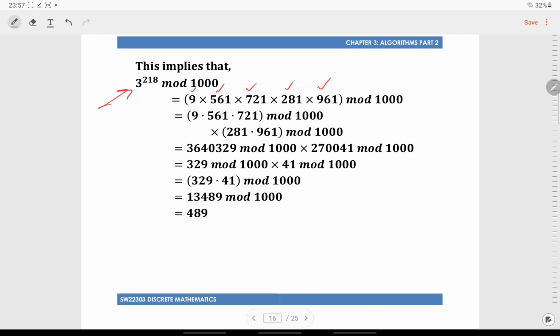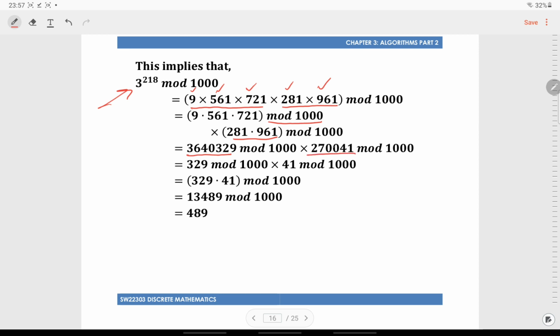We do the multiplication operations on these smaller numbers. So you have an option. If you cannot compute these 5 numbers directly, you can do it in two steps. First, we separate these 3 numbers, multiply them, and then reduce mod 1000. The outcome is a smaller number, and then we multiply the remaining number 281 with this one, and we obtain another smaller number.